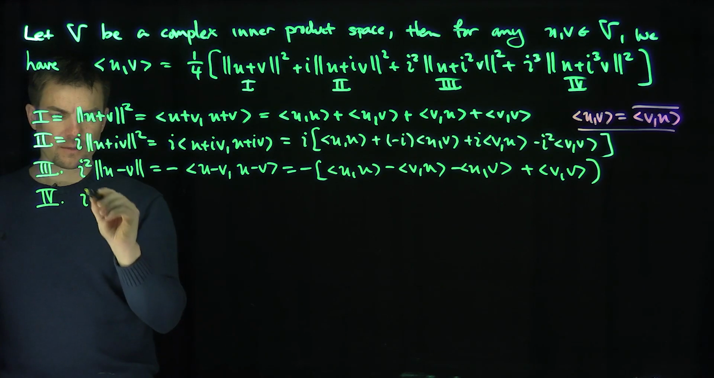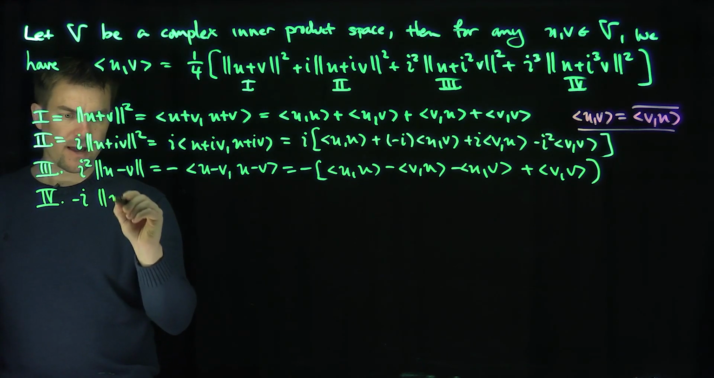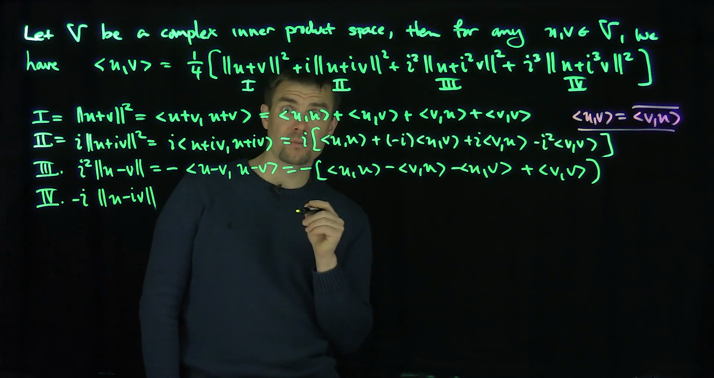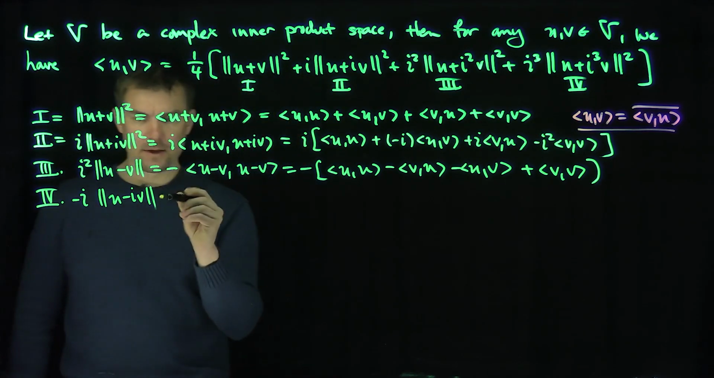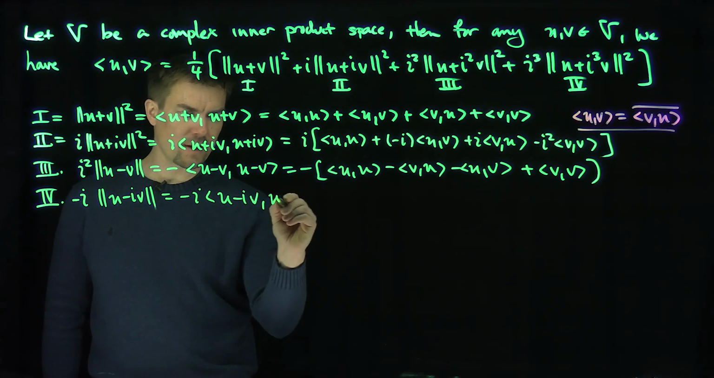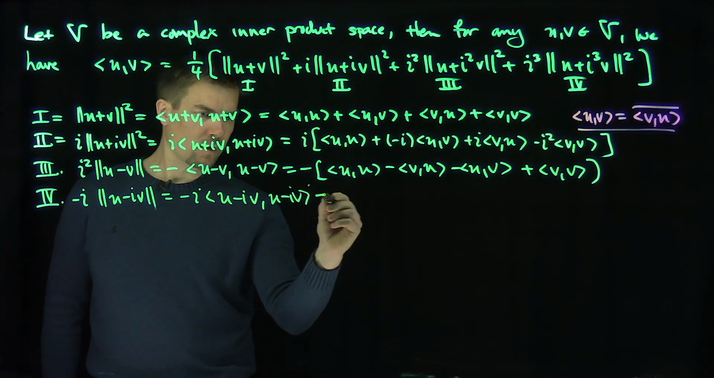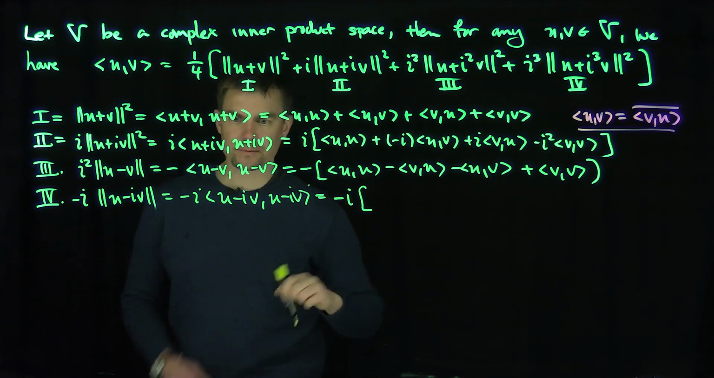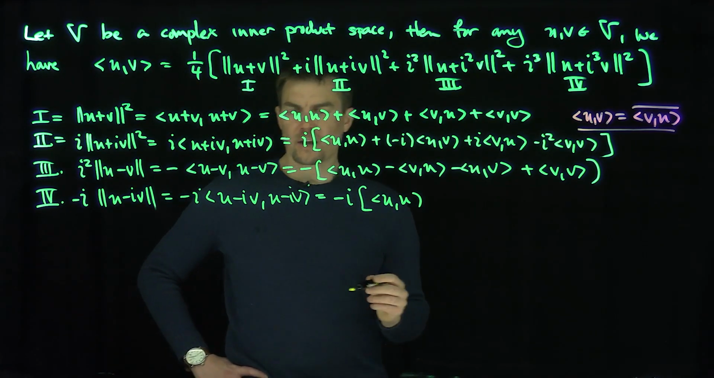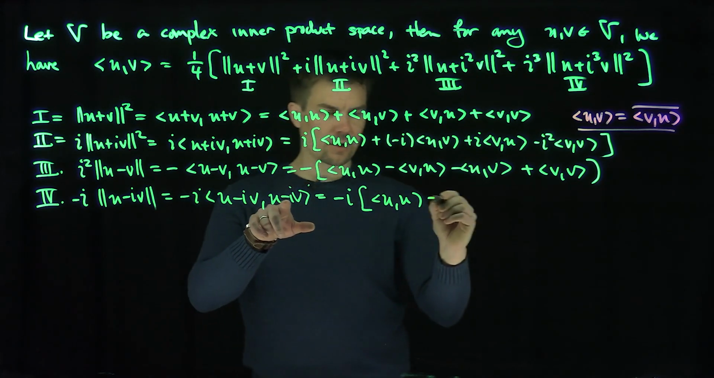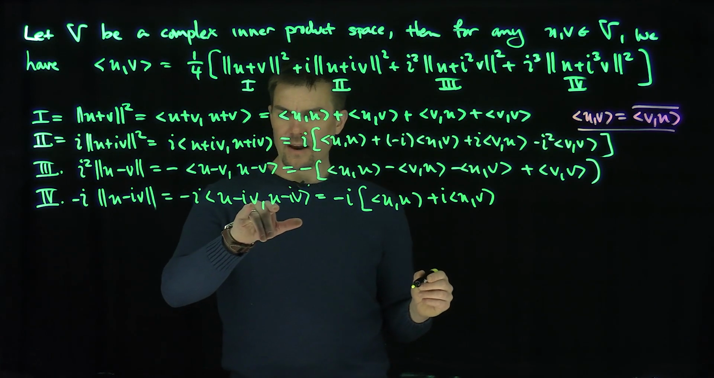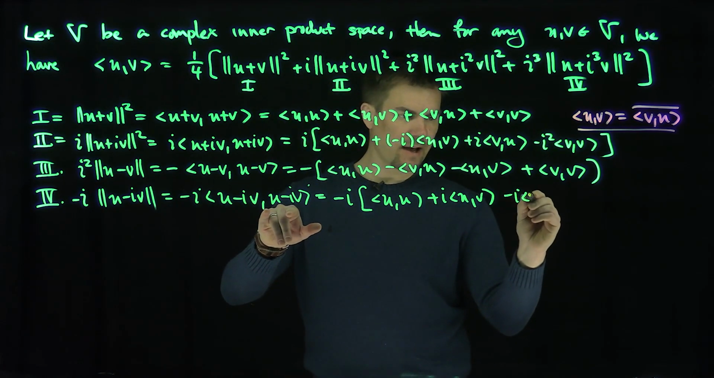What's 4 going to be? 4 is going to be i cubed, which is just negative i, and then U minus negative i V. I've just used the fact that i cubed is negative i. This is going to be negative i, and then the inner product of U minus iV with U minus iV. That's going to be a negative i, and then I'm going to have a UU. Then we're going to have a U and then a minus iV, so it's going to turn into a plus i UV, because I'm using conjugate symmetry here. And then I have a minus i VU.